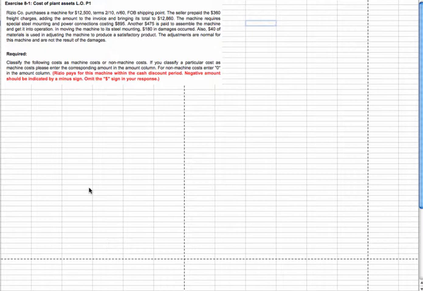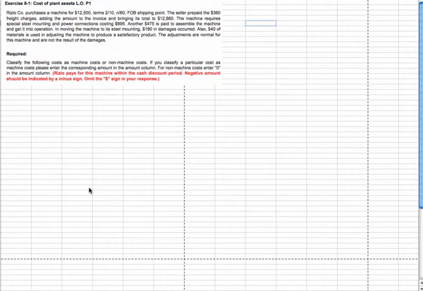Now the FOB shipping point, if you remember in prior chapters, FOB, or free on board, shipping point means that the ownership of the asset changes hands at the time of shipment. It also means that the buyer has to pay for the freight charges. So now when we look at the next sentence here, it says the seller prepays the $360 of freight charges, adding the amount to the invoice to bring the total of the invoice to $12,860. The machine requires special steel mounting and power connections costing $895.